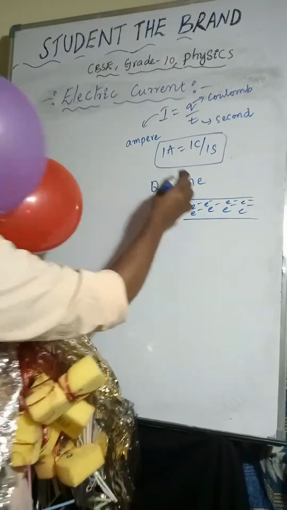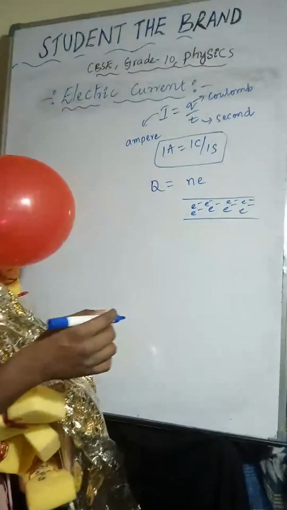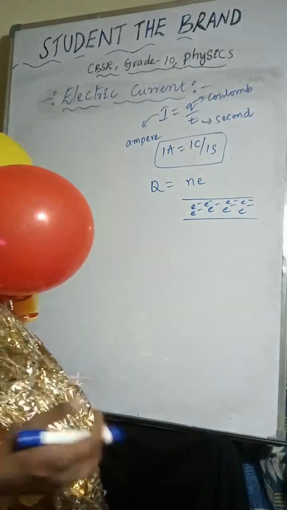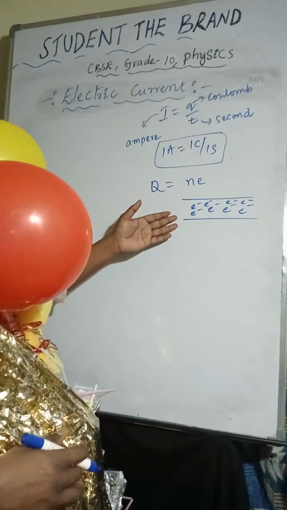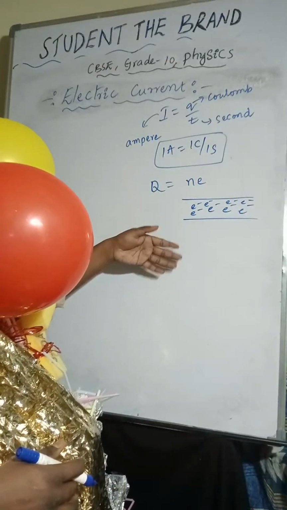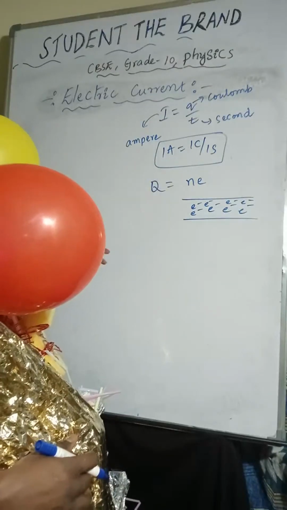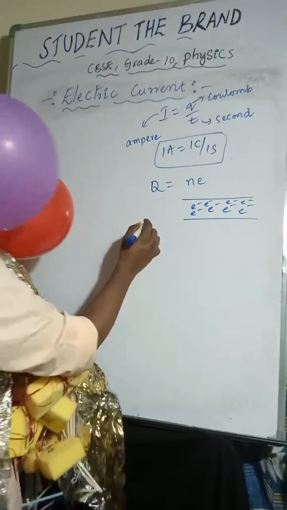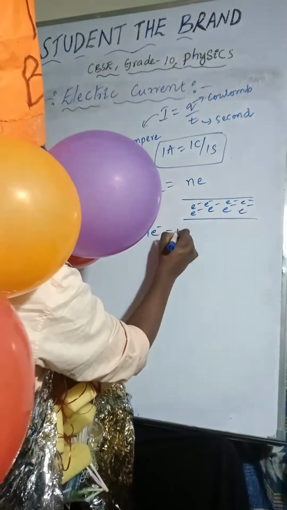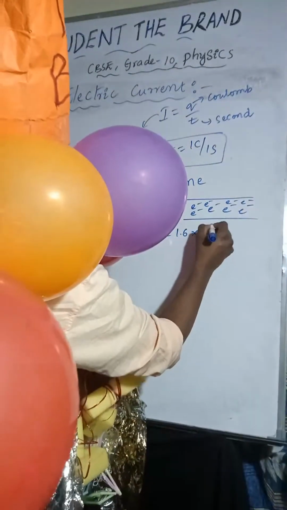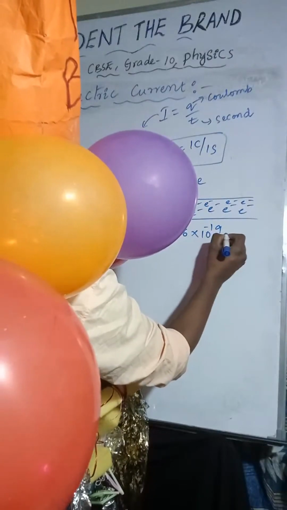Here Ne is the number of charges, an integral multiple. There are many charges moving in the conductor, so that's why we say integral multiple. So Q equals Ne. On one electron, the charge is 1.6 into 10 power minus 19 coulomb.